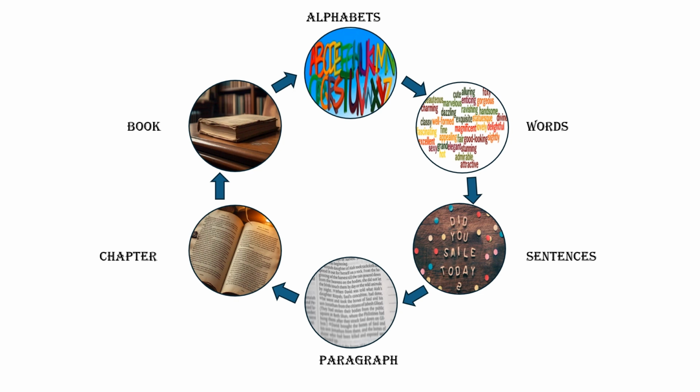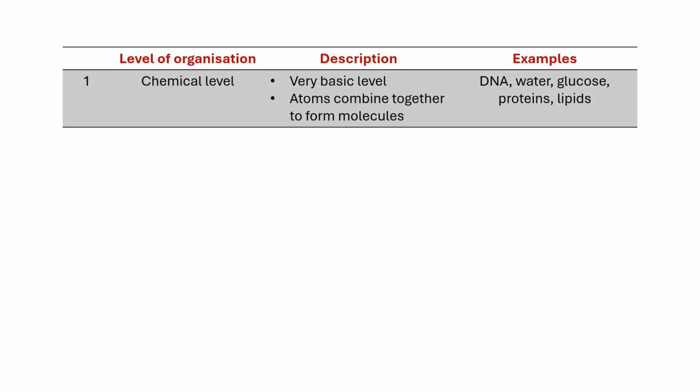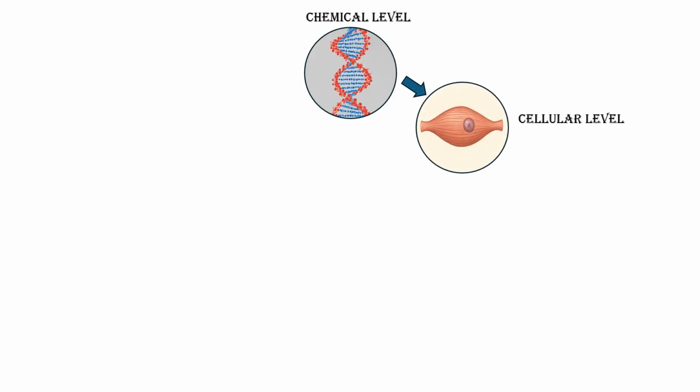First level is the chemical level of organization. In this level, atoms like carbon, hydrogen, oxygen, nitrogen, sulfur, calcium, all these atoms combine together and form molecules like water, glucose, DNA. So in this way, molecules form at the chemical level of organization. Second level is the cellular level. In this level, molecules which are formed in the previous level combine together to form cells.